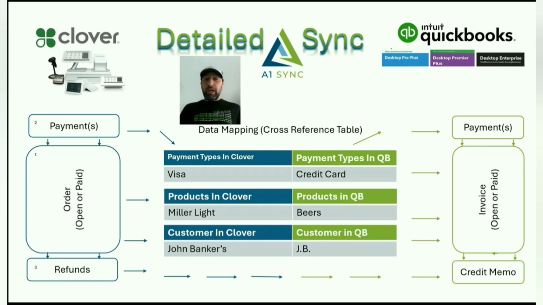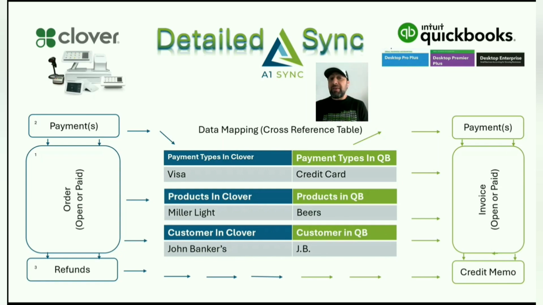You can do that. And so a cross-reference table just sits there and allows the merchant to say John Bankers is JB, and that's it. So now every time an order comes with John Bankers, we know that John Bankers is JB, and that invoice makes it to that customer in QuickBooks, right? So now, so far, we've run the open orders from Clover to QuickBooks, and that process basically happens live, right, in real time. So for every order that gets created, you get an invoice in QuickBooks.